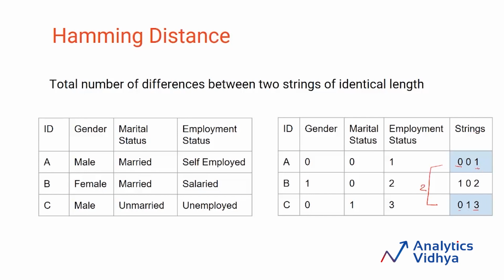Note that we did not take the difference here. So the change of 1 to 2 was also considered as a change of 1, and from 1 to 3 was again considered as a change of 1. So these values don't really matter. So I hope you understood how the Hamming distance works. Now go ahead and calculate the Hamming distance between the points B and C.